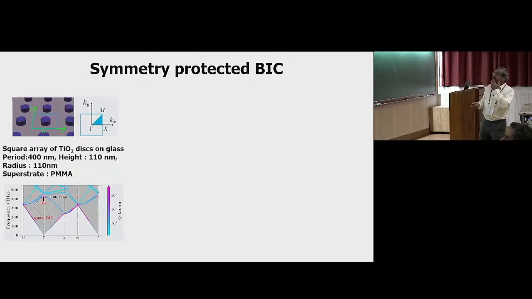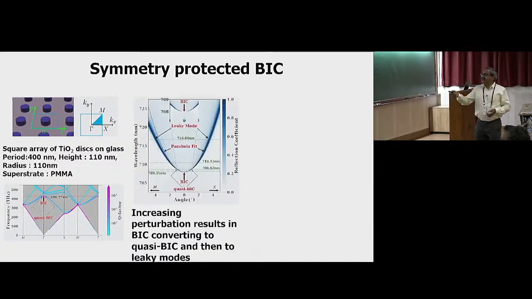So we first studied one of the symmetry protected BIC. This is a structure having titanium dioxide disks, a square array on glass. So we calculated the band structure first and saw that basically we have at the gamma point the BIC mode with zero line width. And if you go slightly away from the gamma point or change the incident angle, you go to these quasi-BIC modes with finite, non-infinite Q factors. So that is seen here. At zero angle, the BIC mode with zero line width is shown.